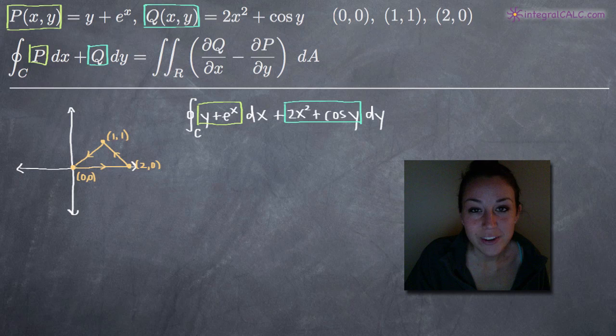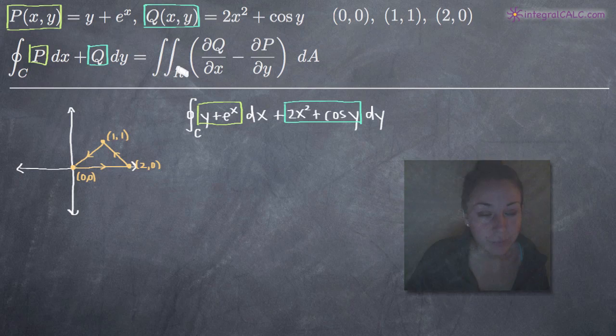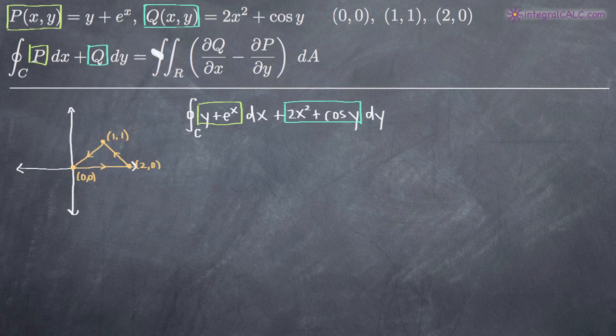Today we're going to be doing another Green's theorem problem, and in this particular problem we've been given two functions, P(x,y) and Q(x,y), with P(x,y) equal to y plus e to the x and Q(x,y) equal to 2x squared plus cosine of y. We've also been given this line integral that's defined by the three corners of a triangle. 0,0, 1,1, and 2,0 are the vertices of the triangle, and they define the triangle here in the first quadrant of our graph, so I've gone ahead and graphed them. But what we've been asked to do is find the area bounded by this line integral.